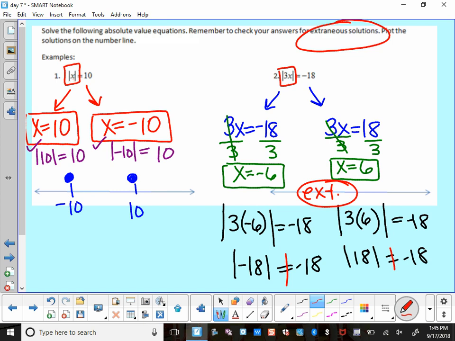It doesn't matter if you have the absolute value of 5,000 is equal to -1 million. That's never going to happen. You're never going to have a negative number, so it's always going to be extraneous. If you don't see it right away, and you still do all the work, once you check, that's how you'll know it doesn't work. Does that make sense? Work smarter, not harder. If you see it equal to a negative, no, it's not true.